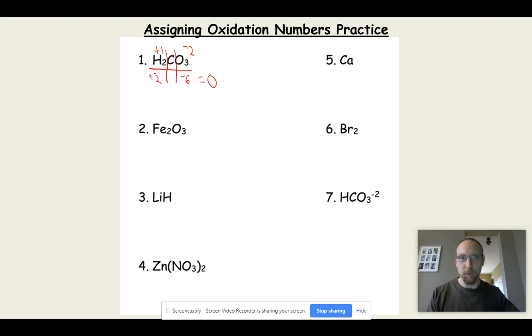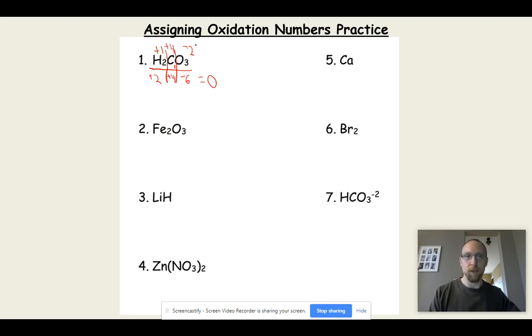So +1 times 2, that gives me a total of +2. So now what do I need to get to 0? I'm at -4. So I need +4 to get to 0. There's only one carbon, so it gets the entire +4, and we're done.